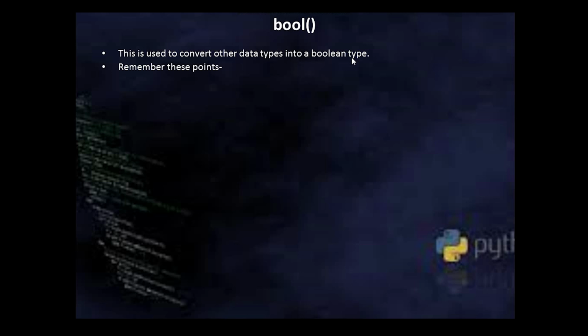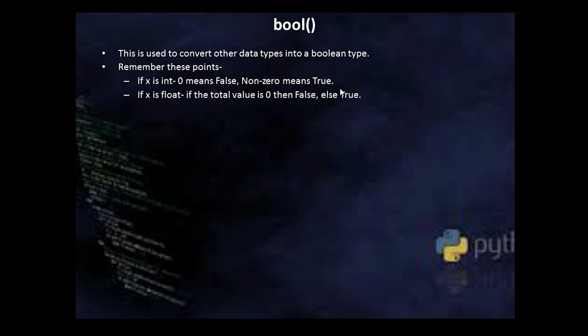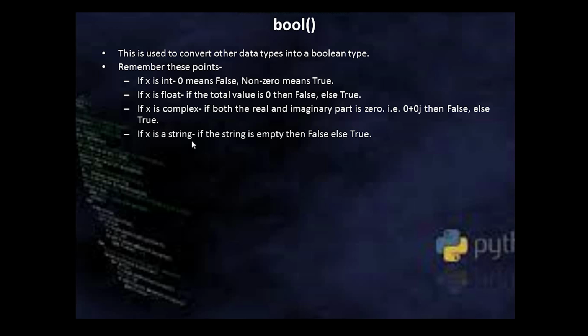Let's recall all these points. If x is integer and if the value is 0, it is false. All non-zero means true. If x is float, and if that value is 0, then false, else true. If x is complex and both the real part and the imaginary part are 0, then it is false, else it is true. If it is a string, and that string is an empty string, then it is false, else it is true. As an illustration, I'm converting integer 0 to Boolean, it is false.